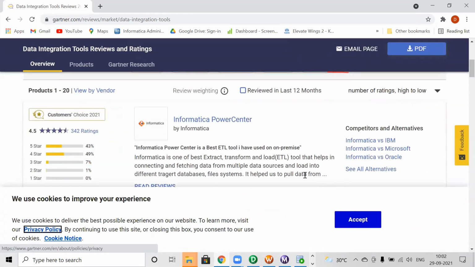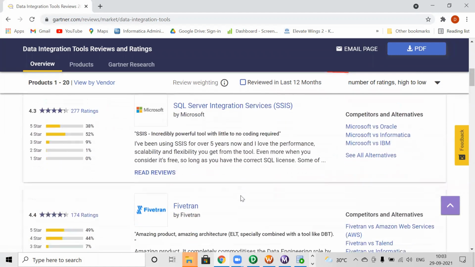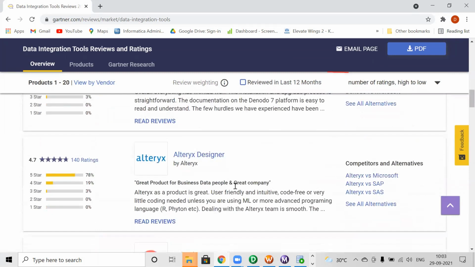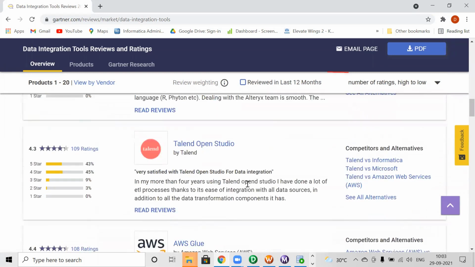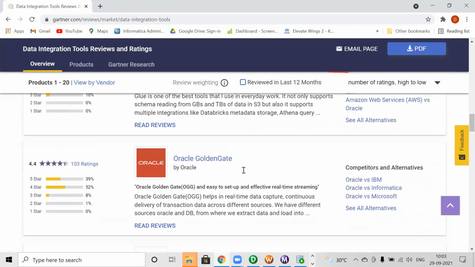Okay, so they have given many tools here. See, Informatica PowerCenter is rated 4.5 with 342 ratings. These ratings are given by users who are already using the Informatica PowerCenter tool. See, SSIS from Microsoft has 277 ratings, which is fewer than Informatica PowerCenter, right? These are all recently came in. Talend is already discussed, with 109 ratings. AWS Glue is very tough, completely programming.